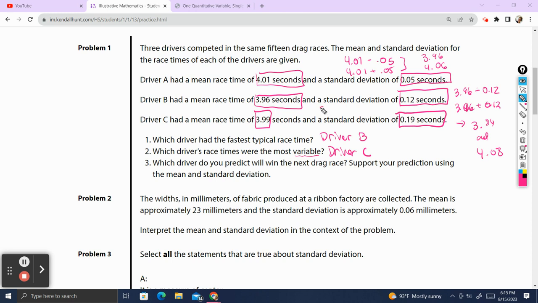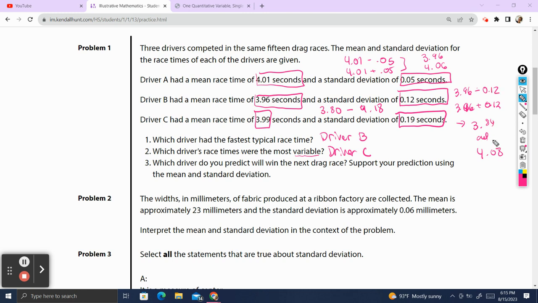So his race times were somewhere in between 3.8 and 4.18. So he had the potential of going the fastest, but also had the potential of going slower. I think in this case, the best bet would be to choose driver B, because his standard deviation tends to put himself into a range that's not quite as low as driver C, but more consistently probably lower than driver C. However, you could actually answer this question in more than one way.